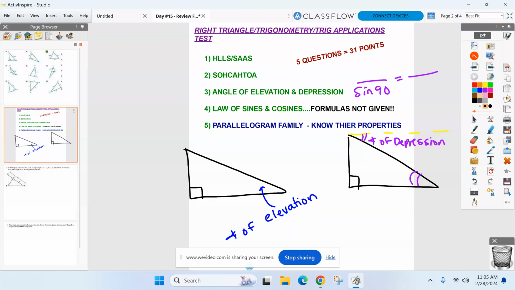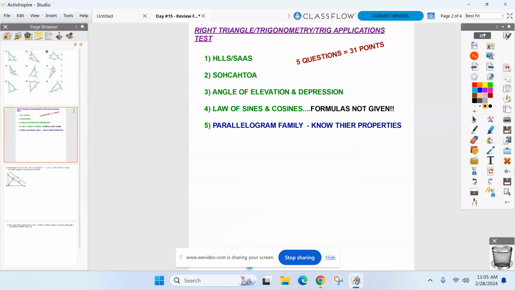And here's the breaking news here. I didn't want to blindside you either, but one of the 5 questions revolves around one of the figures from the parallelogram family. Parallelogram, rectangle, rhombus, or square will be asked. And you will need to know their properties to do the problem.